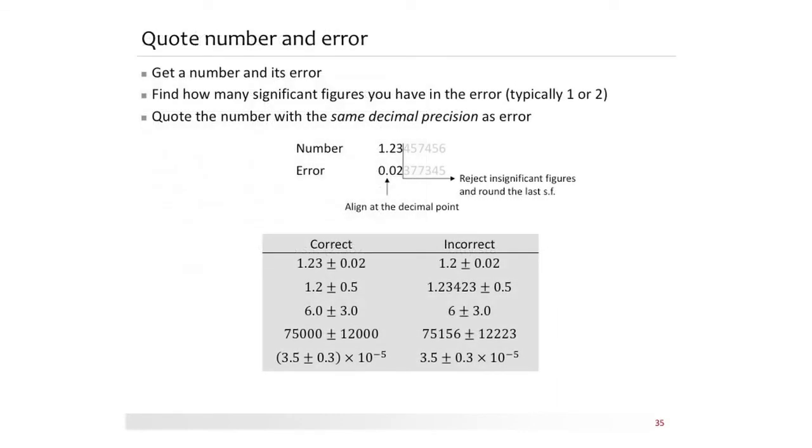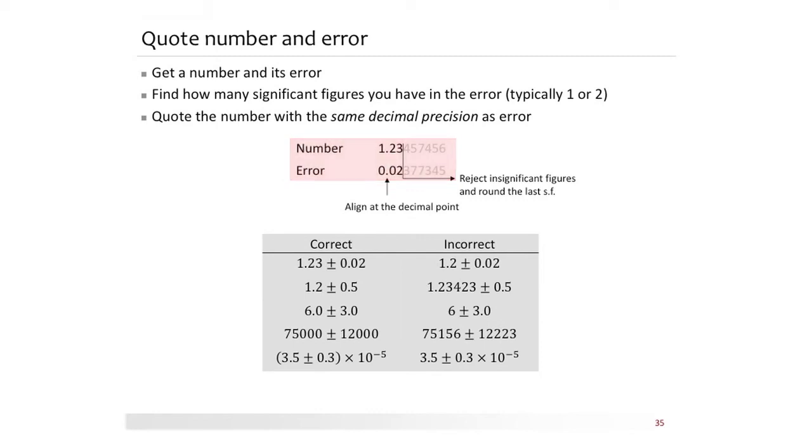OK, so how do you use it now altogether? This is the recipe for calculating and printing errors and numbers. So first of all, if you have a number, you need an error on it. So you need a number and its error. Then you use what I told you a moment ago to find how many significant figures you have in your error first, using the error in the error. And typically, in most biological applications, it will be 1 or 2. And then you quote the number with the same decimal precision as the error.